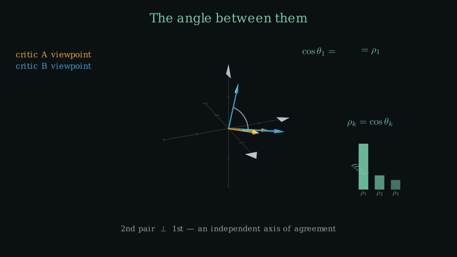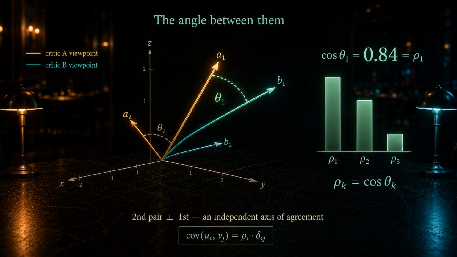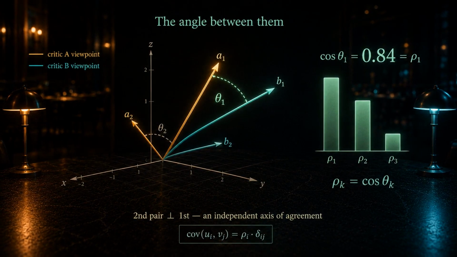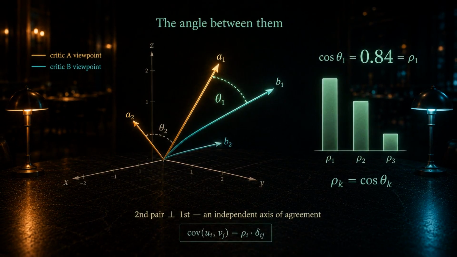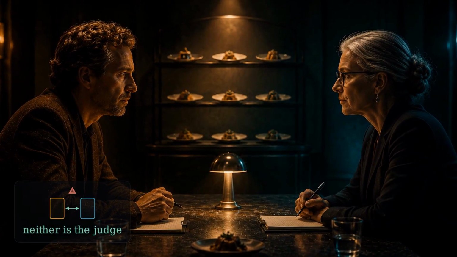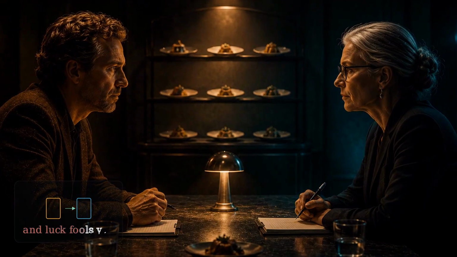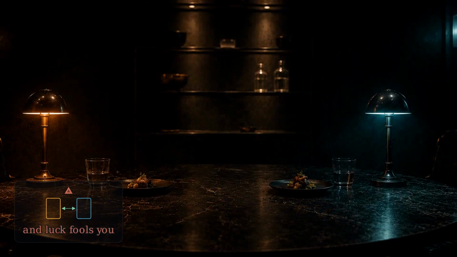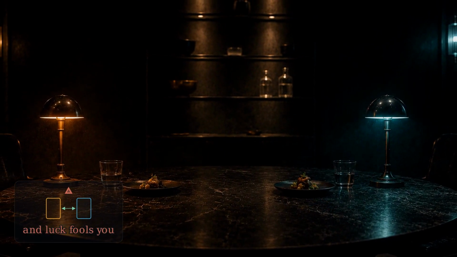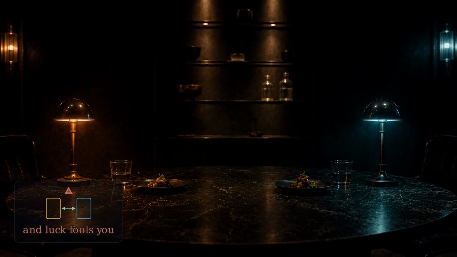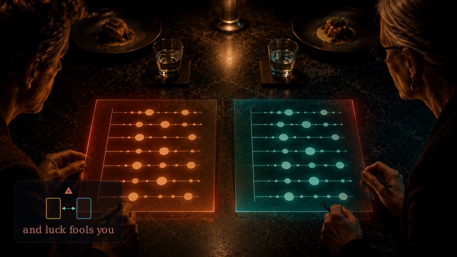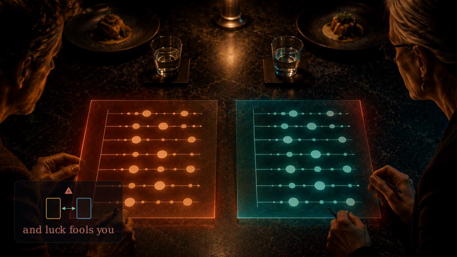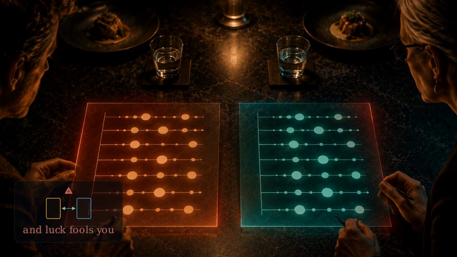And they come in a stack. The strongest pair first, then a second pair at right angles to it, an independent axis of agreement, each with its own smaller correlation. Notice what we never did. Pick a winner. Neither critic predicts the other, swap them, and nothing changes. It's symmetric, but there's a trap. Give 2 critics 40 criteria and only 8 restaurants, and they'll agree perfectly by pure luck. So how do you know the agreement is real?